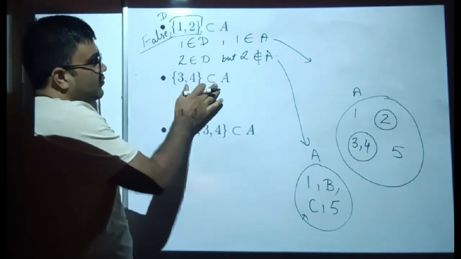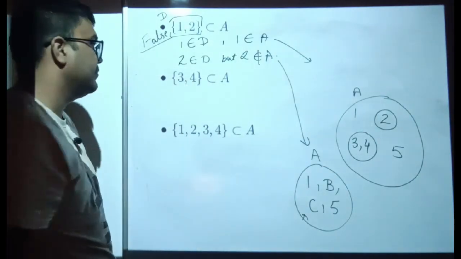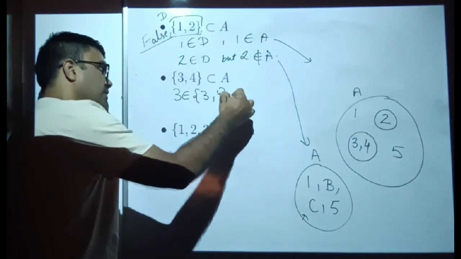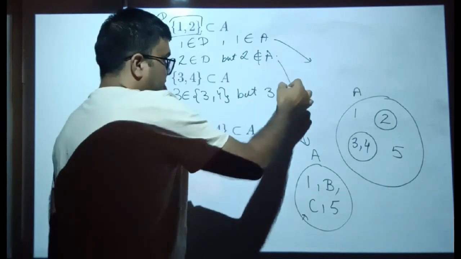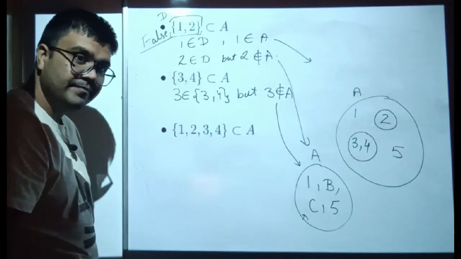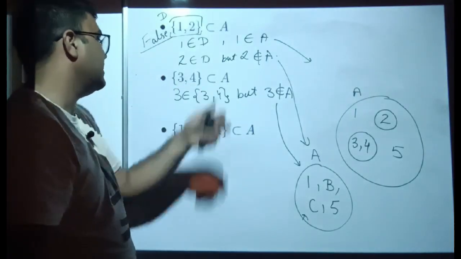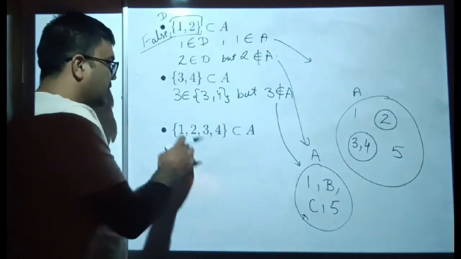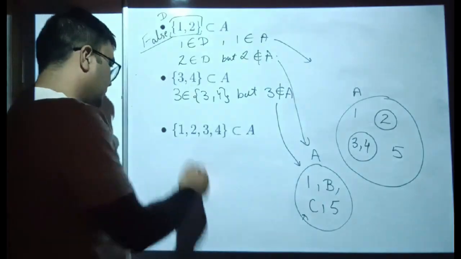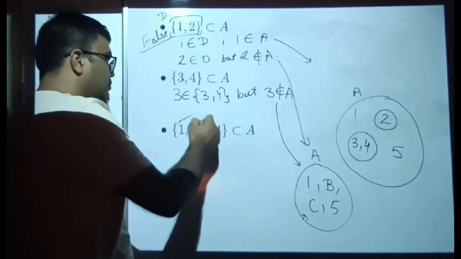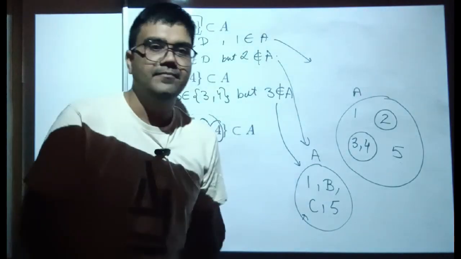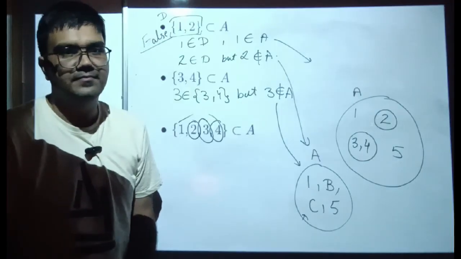Next is the set 3, 4 is a subset of A. So consider the element 3 belonging to the set 3, 4, but 3 does not belong to A. There is no element 3 over here. It means this is not a subset. 1, 2, 3, 4 is a subset of A. False. 1 is present in A, 2 is not present in A, 3 is not present in A, 4 is not present in A. So this statement is false.